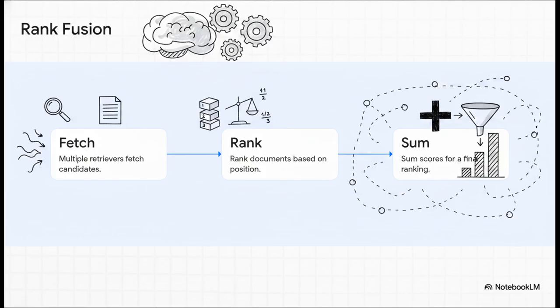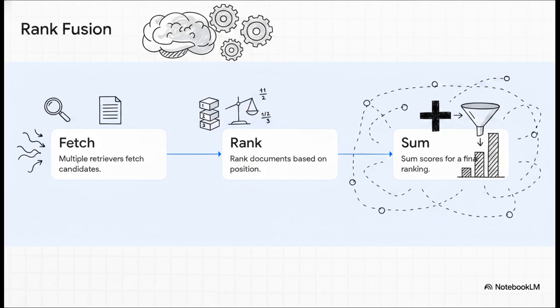You might use a really cheap term-based search to grab all the documents containing a specific keyword, and then use vector search to find the ones with the right semantic meaning. To merge these results fairly, engineers use an algorithm called reciprocal rank fusion, or RRF. It assigns a score based purely on rank.